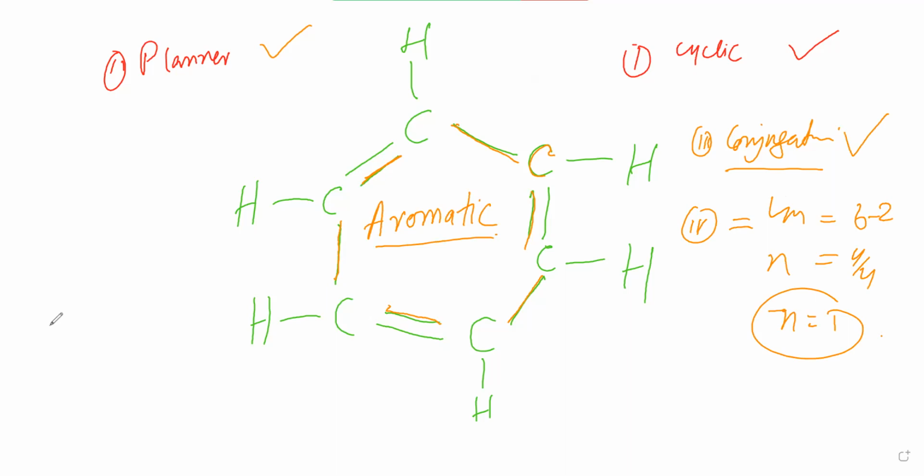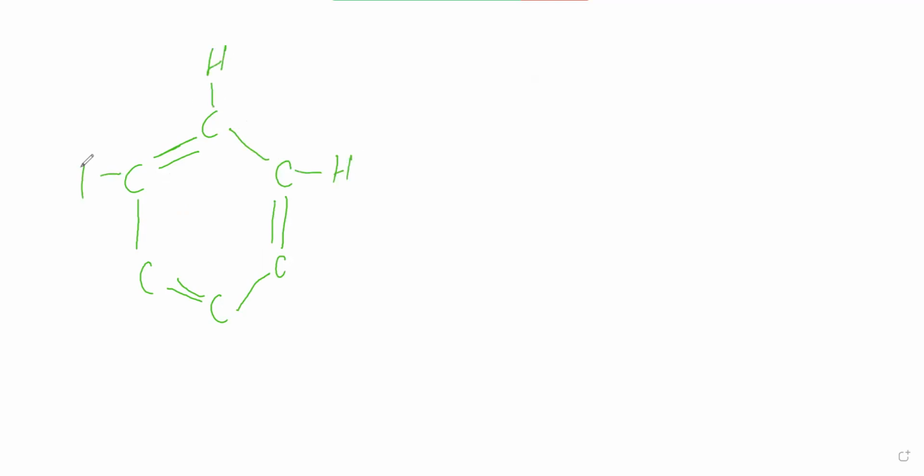Now, can I draw it like this to make it simple? I'm not drawing the H's. You know that the pi bond can move: this will move here, this will move here. Let me draw. I want to show conjugation here.